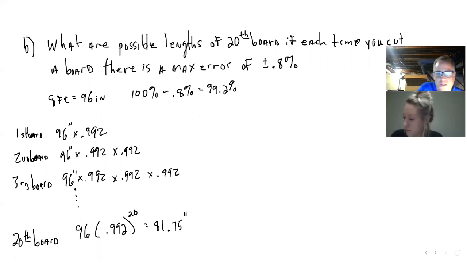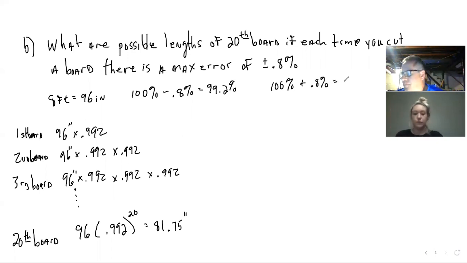To figure out as long as it could be, it would be the same pattern, except you wouldn't go with the 99.2%. It would be plus 0.8%. And that's going to give me 1.008. Or 100 plus 0.8.